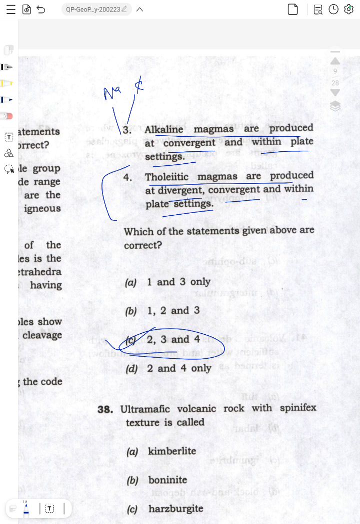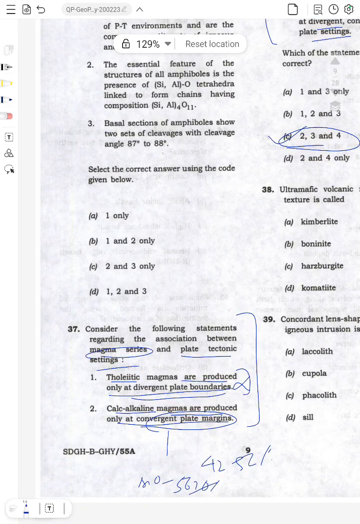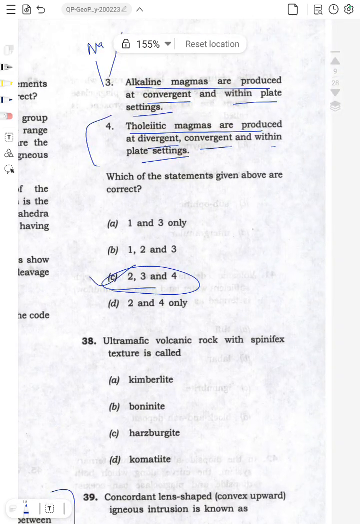Tectonic settings are mid-oceanic ridges, hotspots, and arcs in tholeiitic, like everywhere else. In alkaline, it's either convergent or it's intraplate. And in calc-alkaline, it's the subduction zone, convergent boundaries only. Okay. With this, question 37 is done.